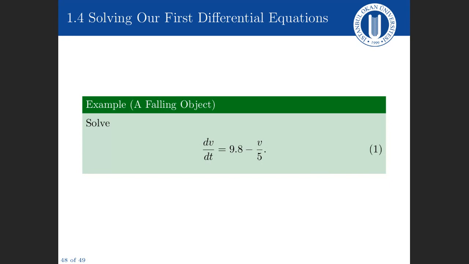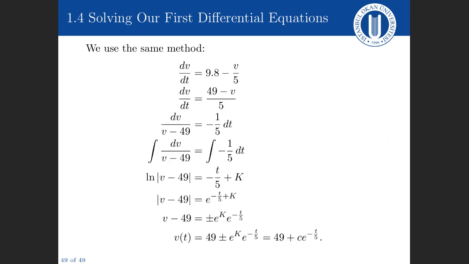Let's do another one. Solve dv/dt is equal to 9.8 minus v over 5, the equation of a falling object. We can solve this using the same method. I've written this all on one page, and I'm going to go through this.